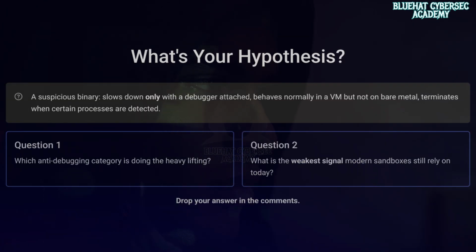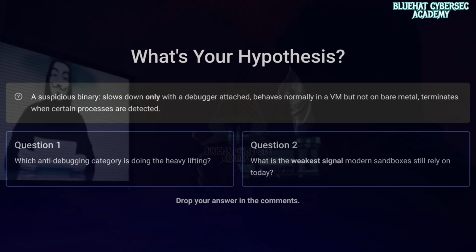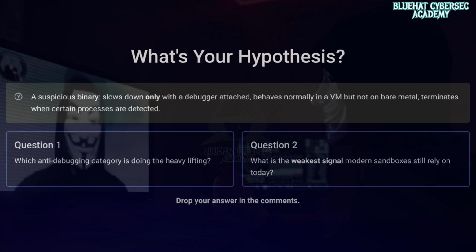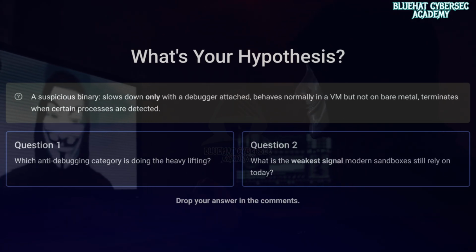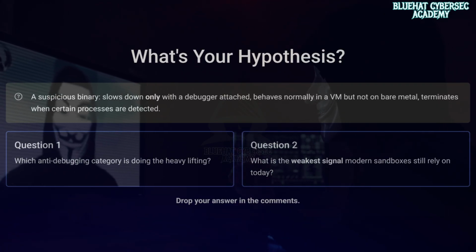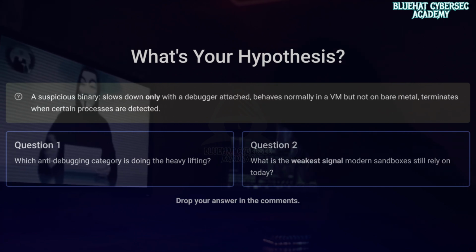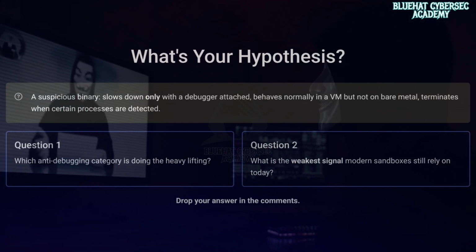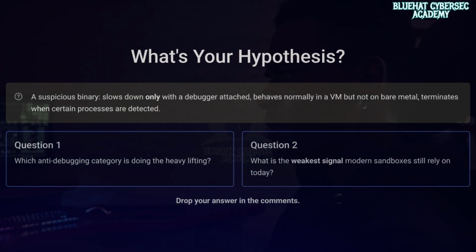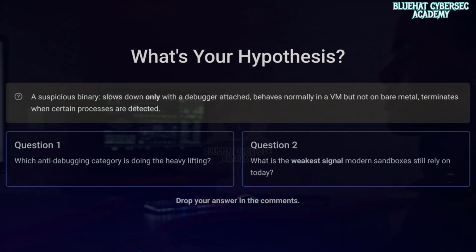Before you go, let's turn this into something you can think about and respond to. If you were analyzing a suspicious binary and you notice this combination: execution slows down only when a debugger is attached, the program behaves normally in a virtual machine but not on bare metal, and it terminates immediately when certain processes are detected. What would your first hypothesis be? And more importantly, which anti-debugging category do you think is doing most of the heavy lifting here? Drop your answer in the comments.